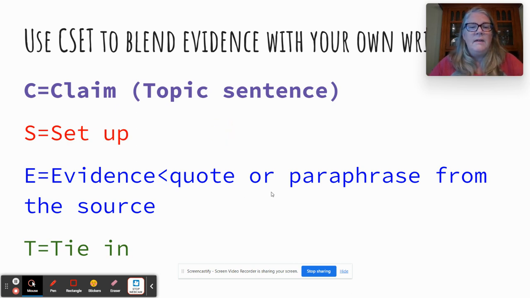Okay. The evidence is going to be the quote or the paraphrase from the source. The tie-in is where you are really going to show me your thoughts. So the tie-in should be developed pretty thoroughly and thoughtfully. And I would want you to include some notes on the outline that show what you might include in that tie-in. So let me bring over the example again.